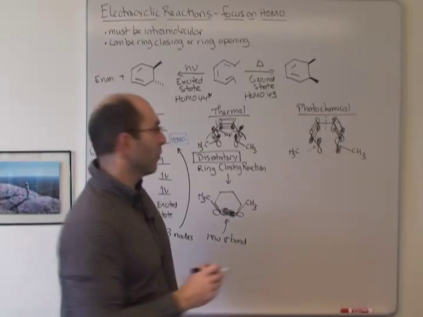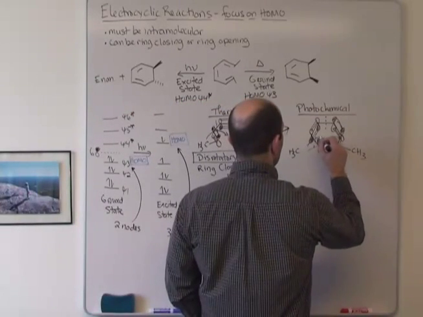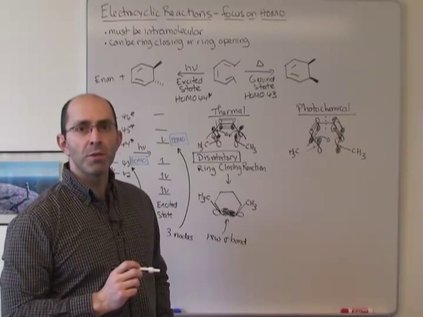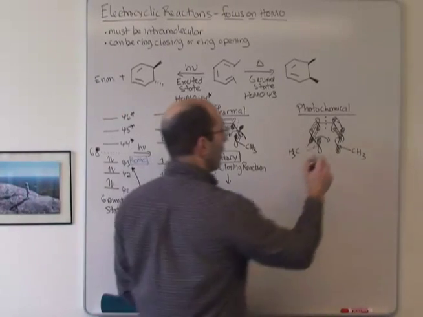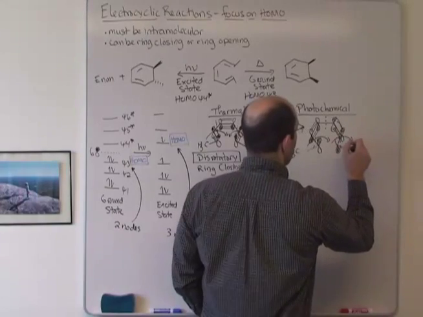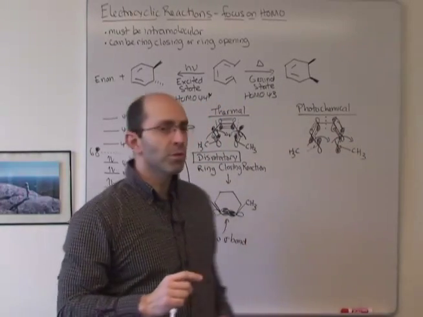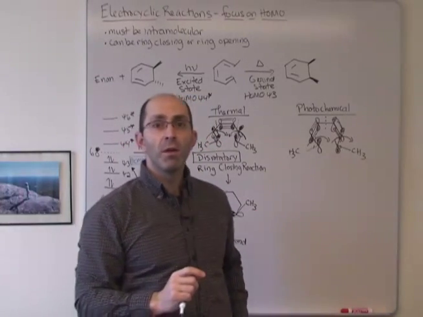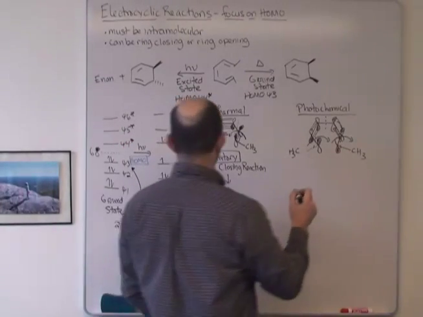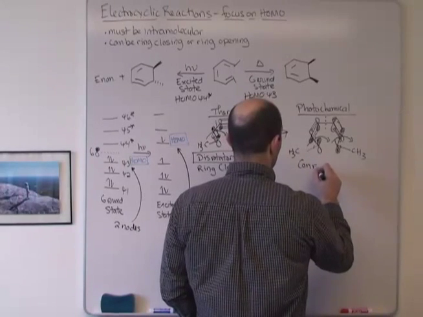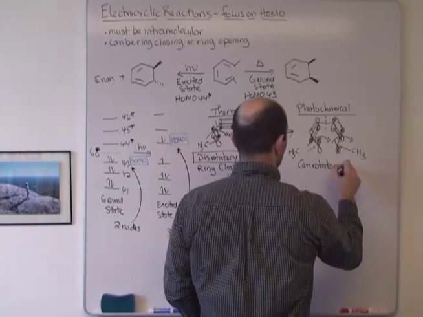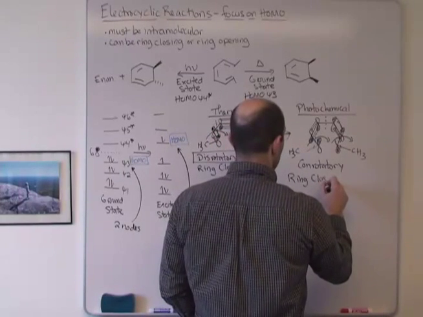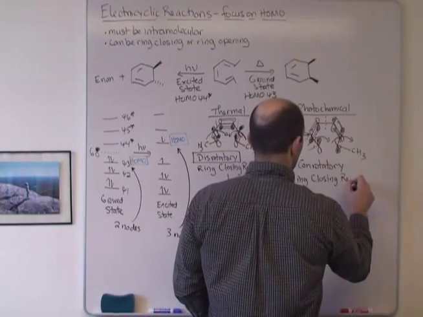And now if we want to do this overlap, if we rotate that orbital in the clockwise direction, to get the overlap we want, we're going to have to rotate the other orbital in the same direction, right? So again, we're doing this sort of motion. This is conrotatory. The two orbitals are rotating in the same direction, right? So this is a conrotatory ring closing reaction.